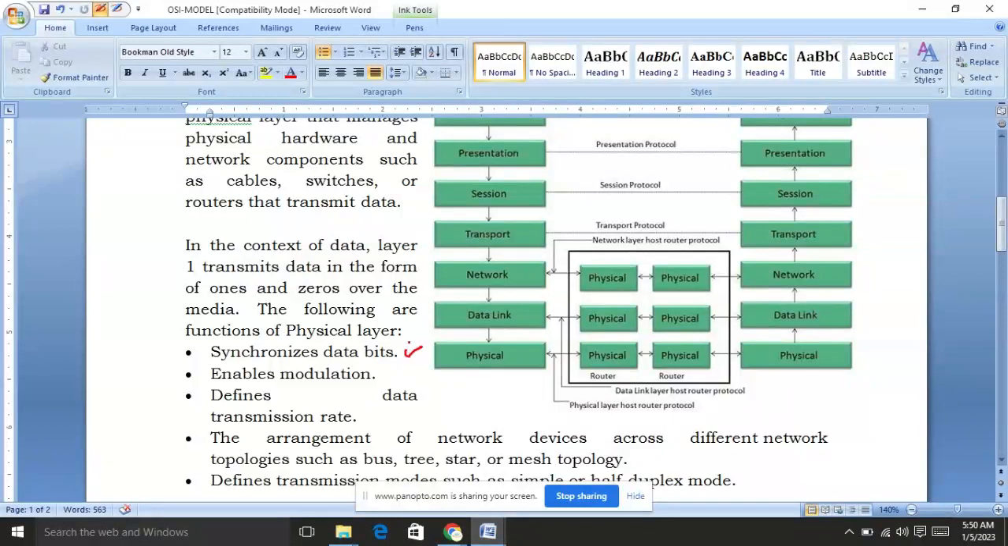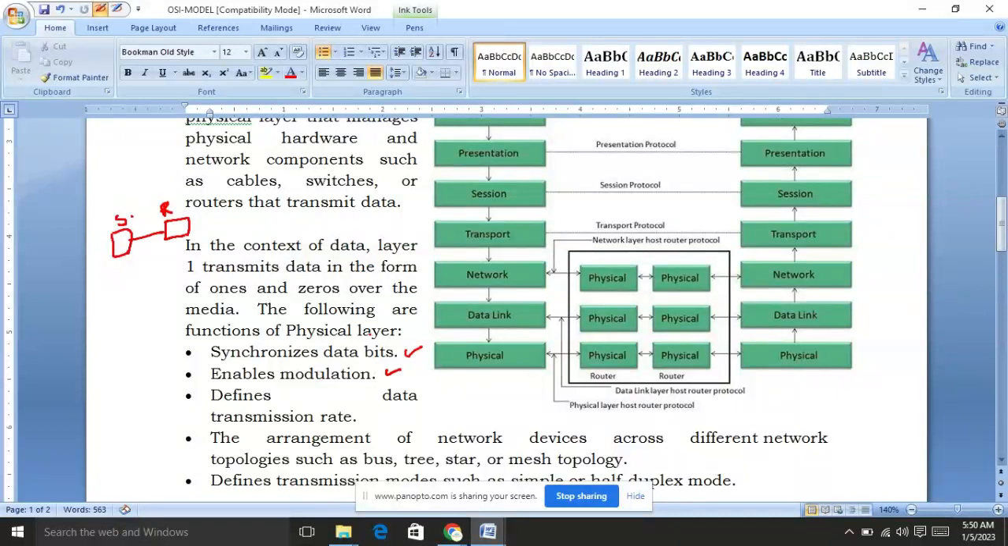What do you mean by the synchronization of the bits? That is when the sender sends, at the same time the receiver receives the data. When the sender sends, at the same time the receiver receives the data. This is synchronization.